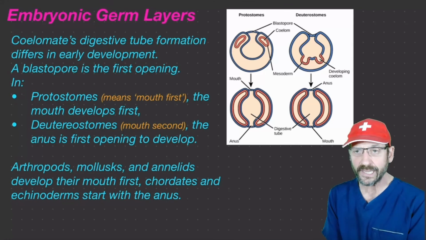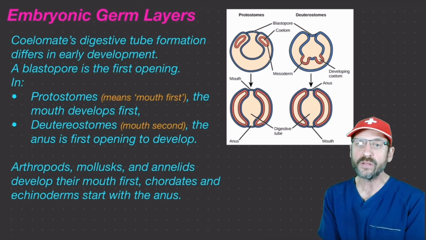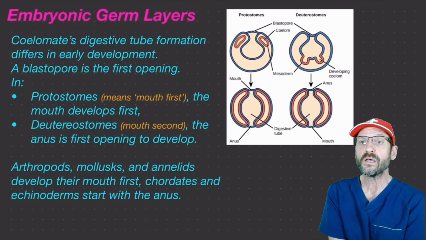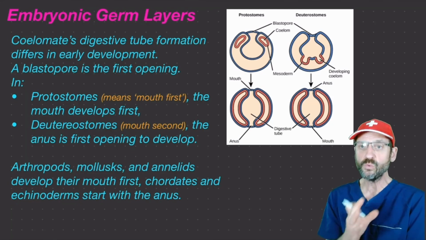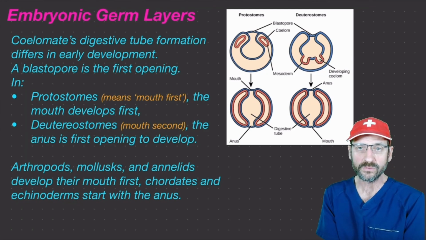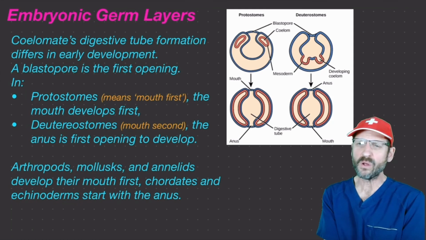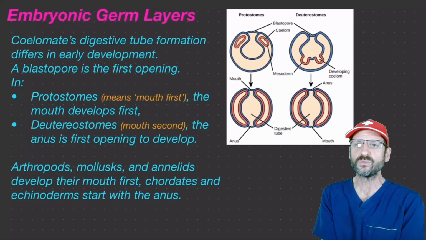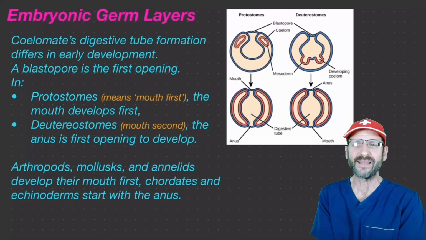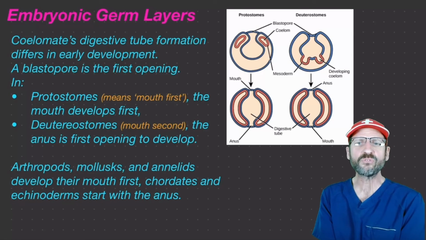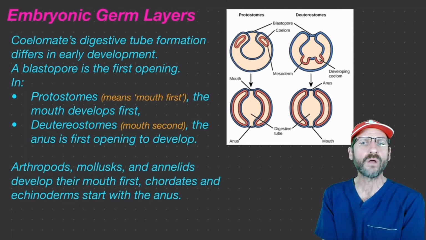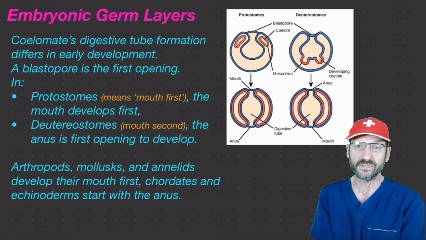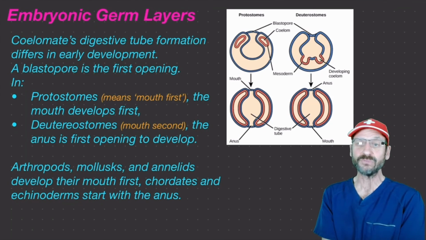It's a nice way of saying getting the butt first. Their anus is the first opening to develop in those. And then the mouth is the second one as the tube grows through in development. And so, a small little difference for us. We're not really going to worry about it too much more, but it's interesting how that development happens. Arthropods, mollusks, and annelids develop their mouth first, and we develop the mouth second, and start with the anus. We start with the back.